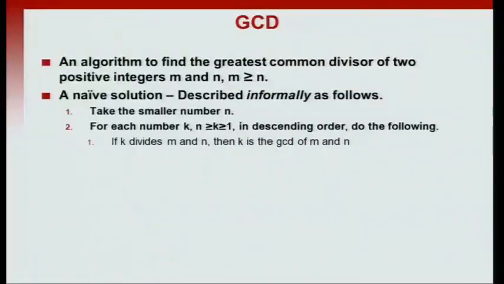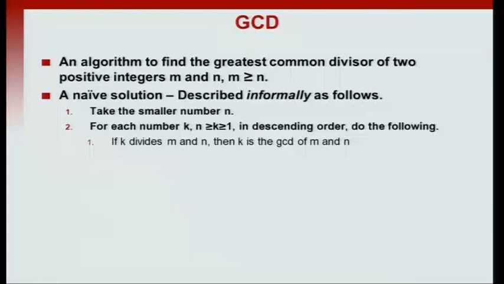Take the smaller number n, and now you start looking for each number k between 1 and n. Remember that n is the smaller number. In descending order, do the following. What you do is, if k divides m and n, then k is the greatest common divisor of m and n, and this is obvious by the definition of greatest common divisor.